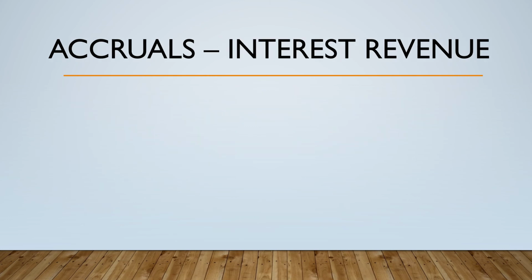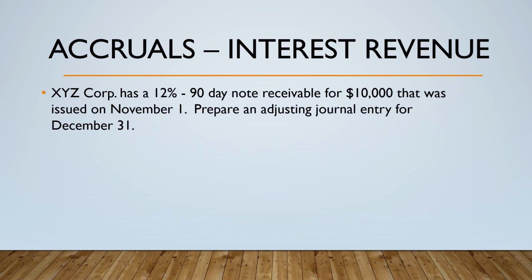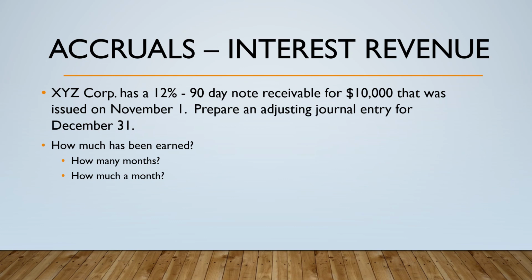Another revenue account that can be accrued is interest revenue. And so with this example, it's very similar to the other one we looked at, where XYZ Corporation has a 12% 90-day note receivable for $10,000 that was issued on November 1st. So you want to prepare an adjusting entry for December 31st. So how much has been earned? Well, first, how many months? We have November and December, so that's 2 months.